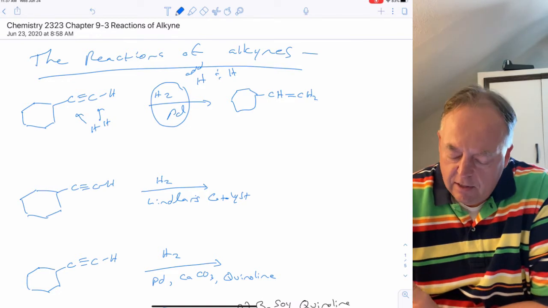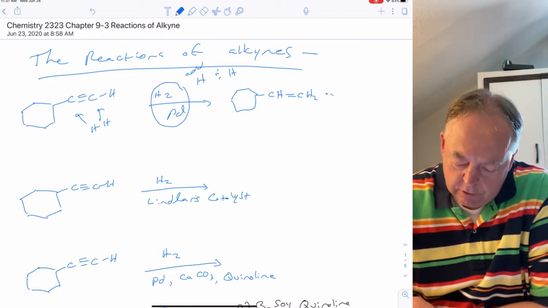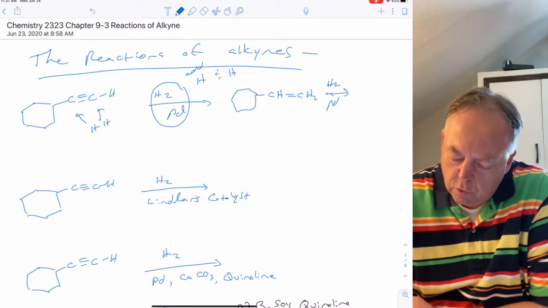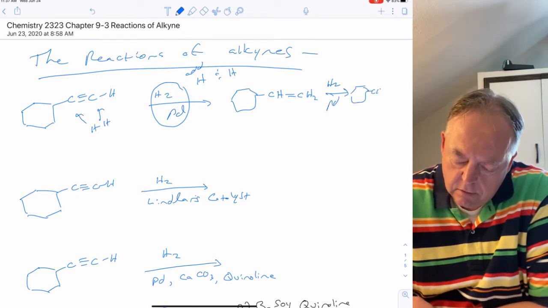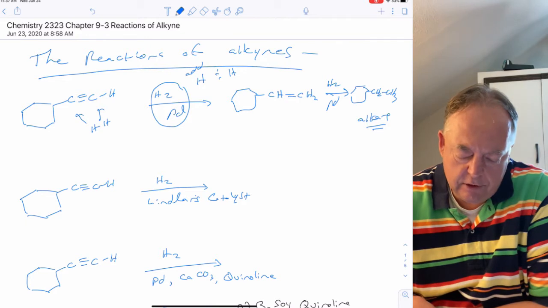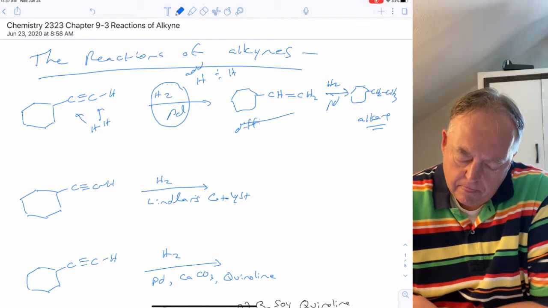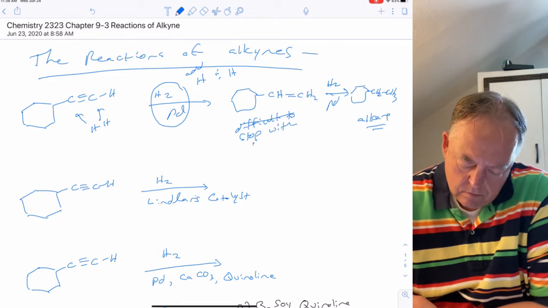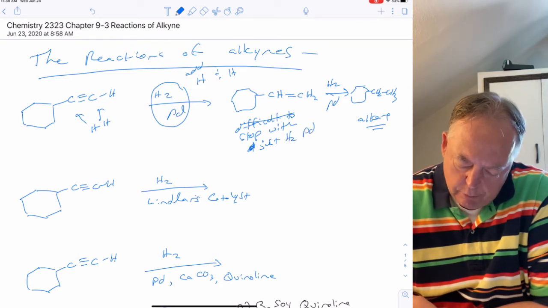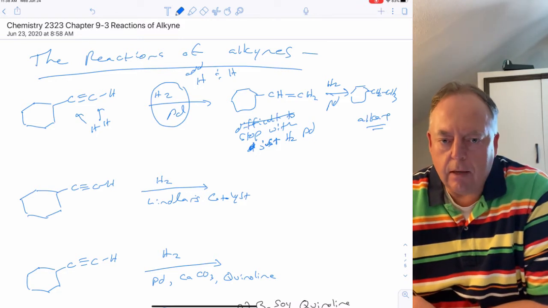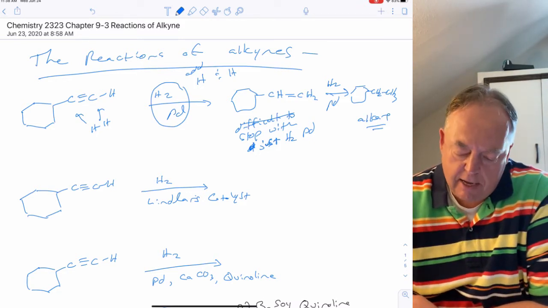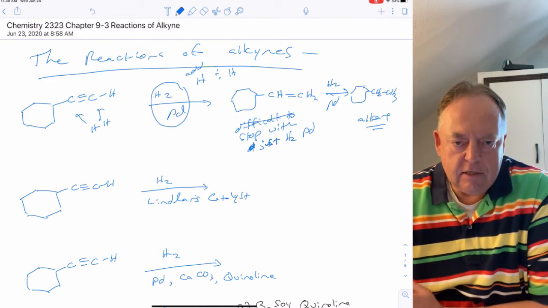That would give an alkene, but alkenes react with H2 and palladium. So as soon as you make this, it's going to react again, and you're going to make the alkane. So it's going to reduce all the way down to the alkane. So it's very difficult to stop here. If it's just H2 and palladium that you're reacting with, it's almost impossible to stop at the alkene. As soon as the alkene is made, it's going to react again to make the alkane.